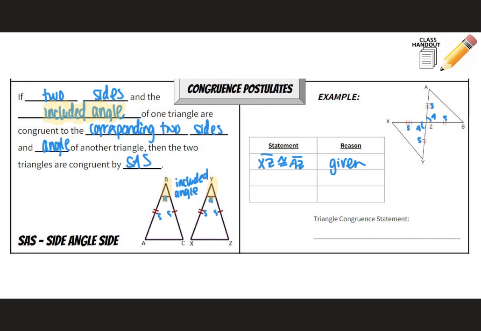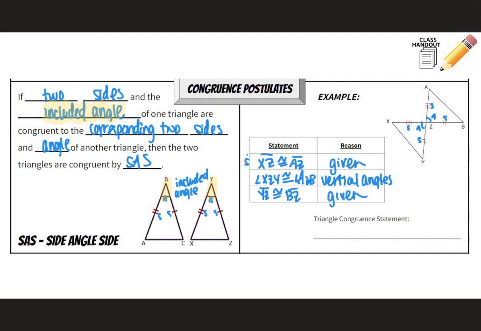Because these vertical angles share the vertex, I should use 3 letters. So angle XZY is congruent to, and then we have to go in the same order. So I went XZY, so I need to go AZB. And that wasn't given, those were vertical angles. Lastly, the last corresponding side, YZ is congruent to BZ. And that was given, that was already marked.